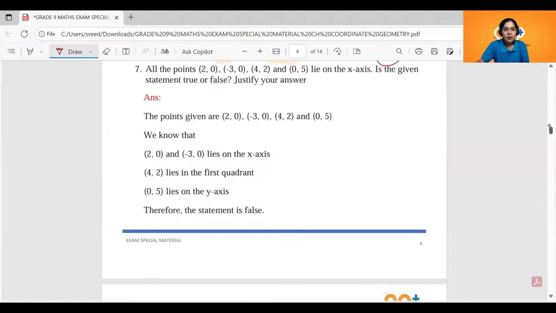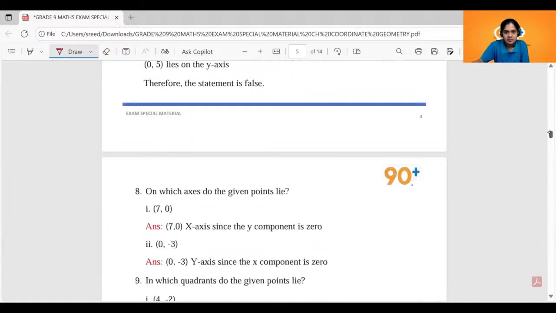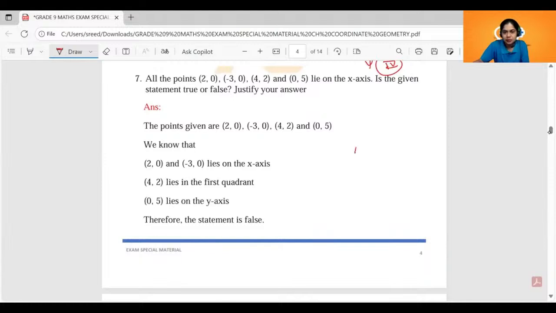Okay, moving on. Question number 7. All the points (2, 0), (-3, 0), (4, 2), and (0, 5) lie on the x-axis. Is the given statement true or false? Justify your answer. Yeah, we can justify it very easily by plotting the points in the coordinate system. Correct? Yes or no? Okay. So shall I draw a coordinate system over here? Then it will be easier, I think. Our job becomes very easy.